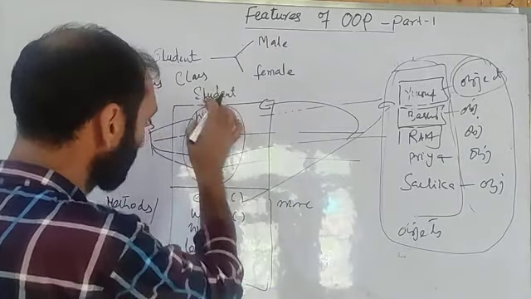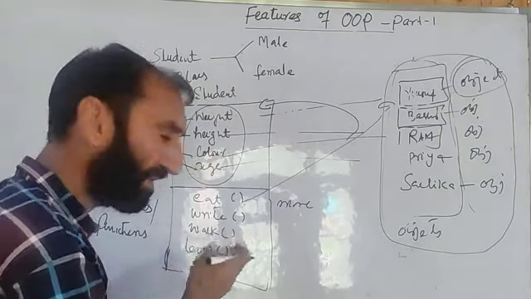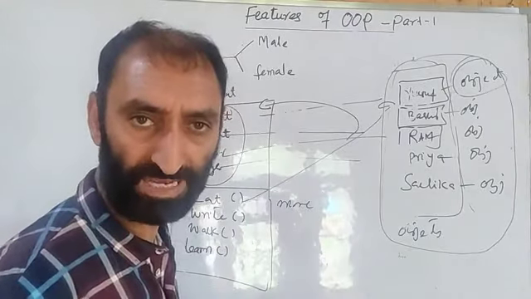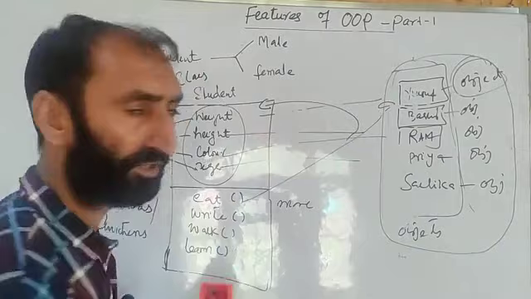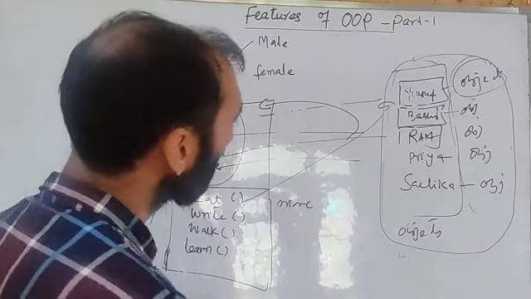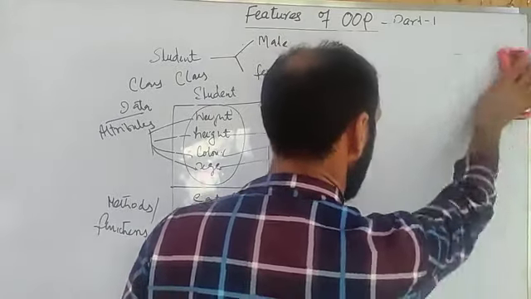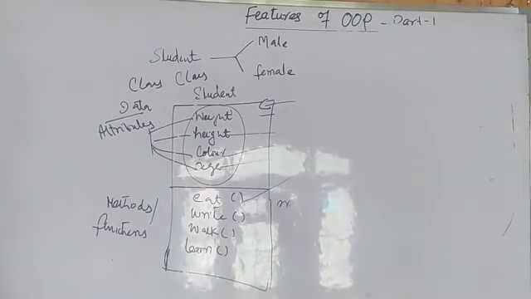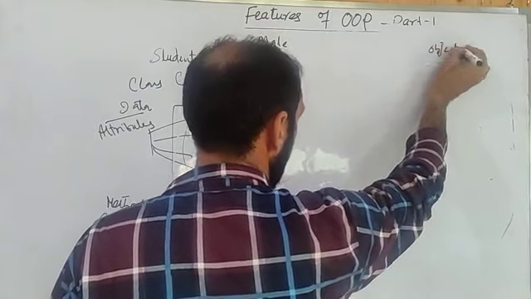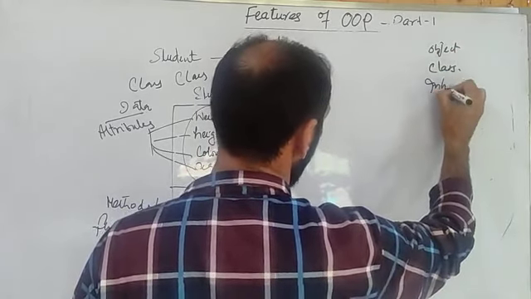So what are objects? Objects contain the data or attributes and the functions and methods which are used to manipulate that data. So I hope now you have understood what are objects and what are classes. Next, I hope now you have understood what is object and class. Now we will see what is inheritance.